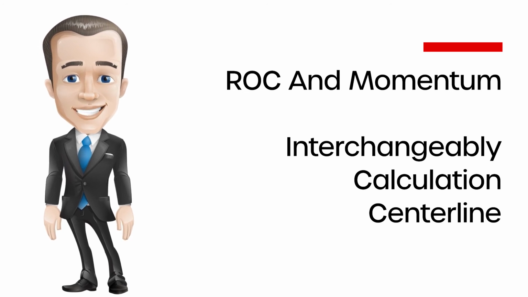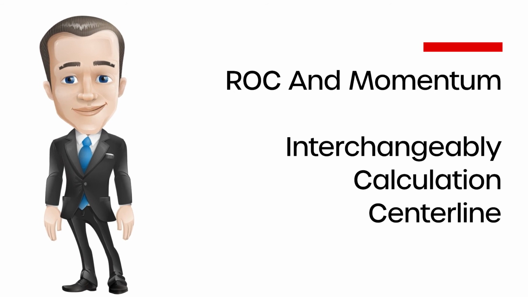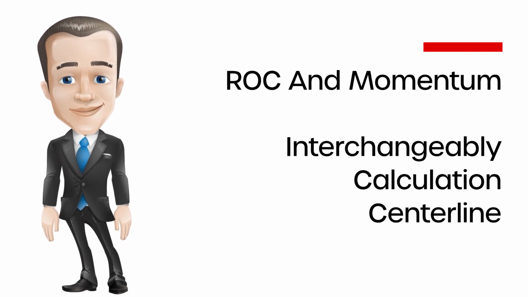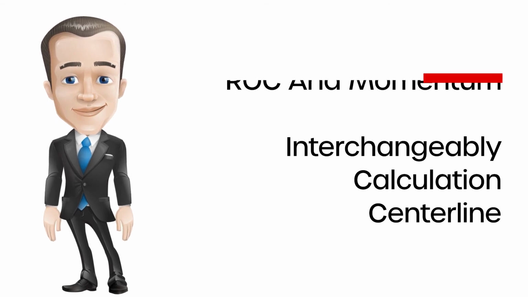RSI has a center line at 50. A cross above 50 indicates that an uptrend is gaining momentum, whereas a cross below 50 indicates the prevailing downtrend is gaining more momentum. ADX is a non-directional momentum indicator that qualifies trends. ADX prints values between 0 and 100, with values above 25 indicating that the prevailing trend is gaining momentum, whereas values below 25 show the prevailing trend is weak.